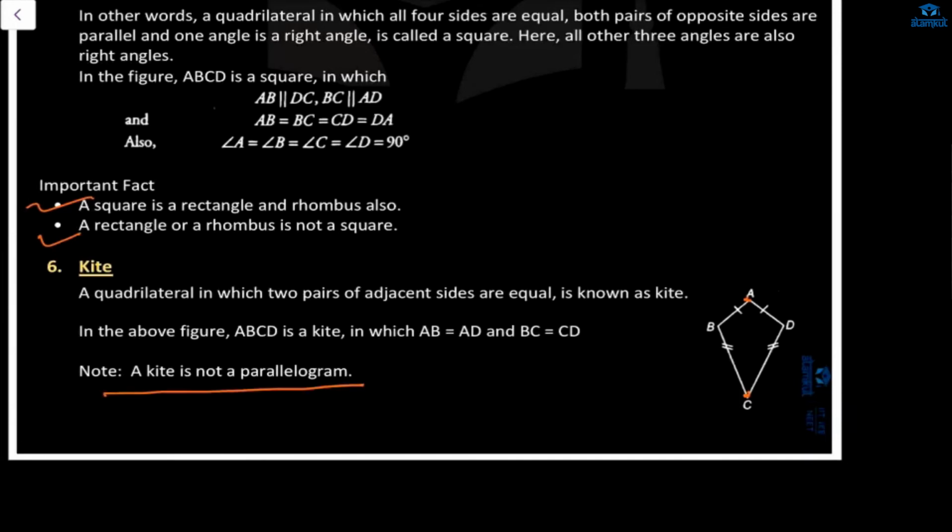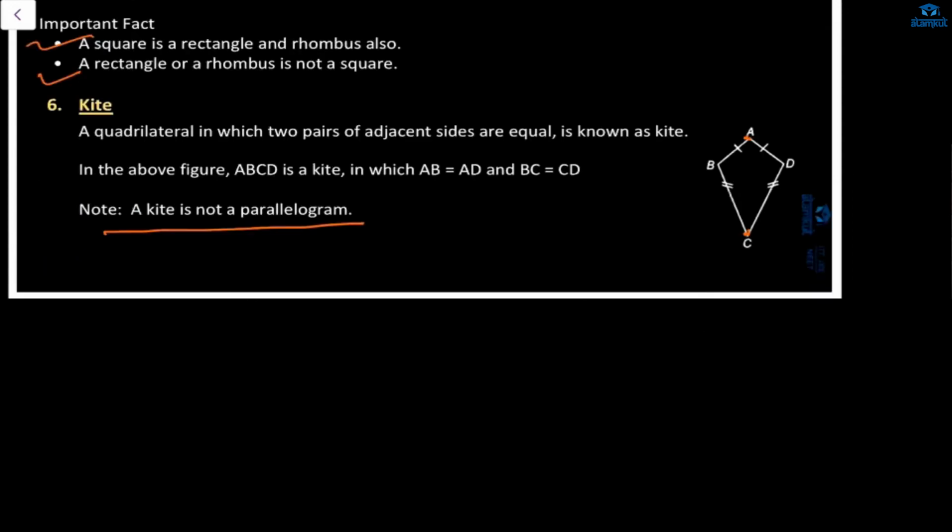Why is a kite not a parallelogram? Yes, Nazi? Ma'am, can we consider the diamond shape also a quadrilateral? Yeah, in fact, the diamond shape is like a kite only. A rhombus can also be called a diamond, but generally the diamond shape will be the kite one. So kite or diamond, you can say, but this kite is not a parallelogram, because in a parallelogram opposite sides are parallel, but here opposite sides are not parallel. So a kite is not a parallelogram.